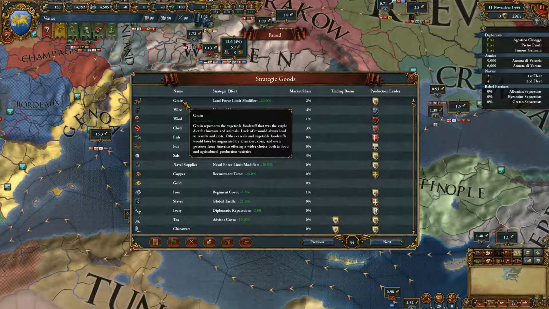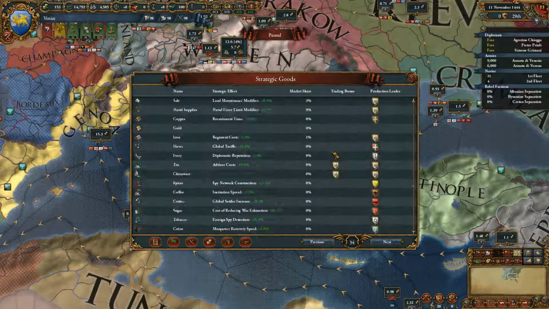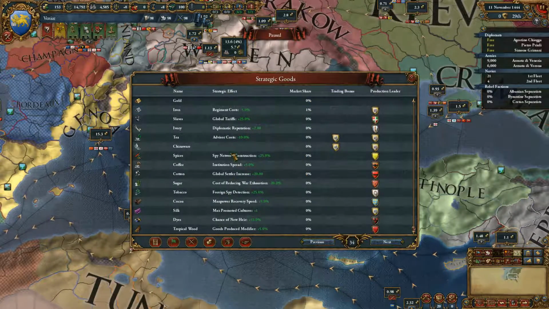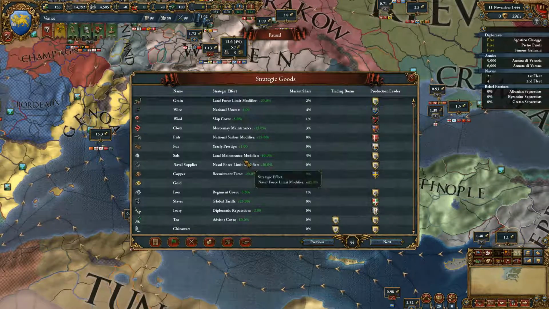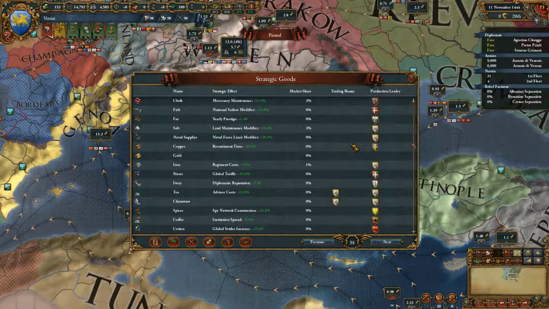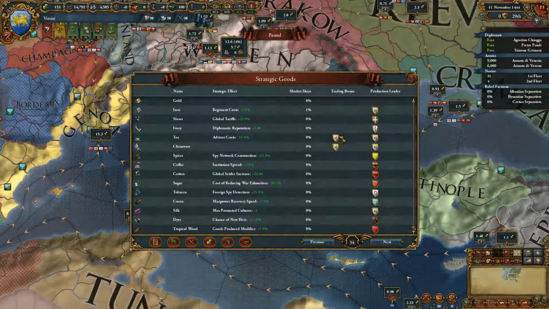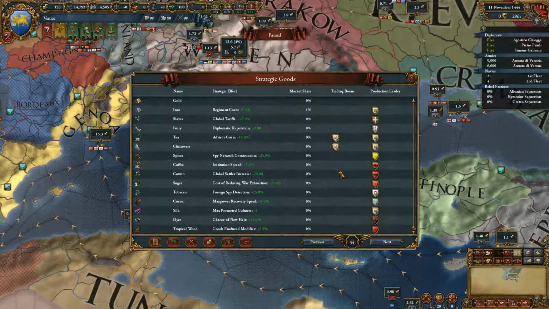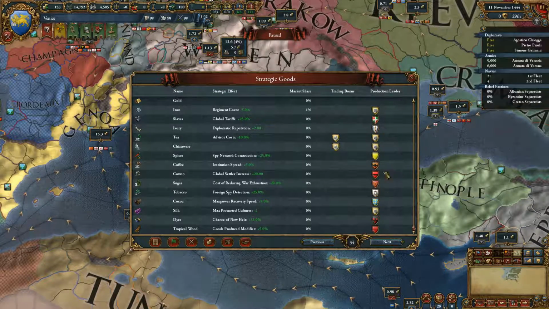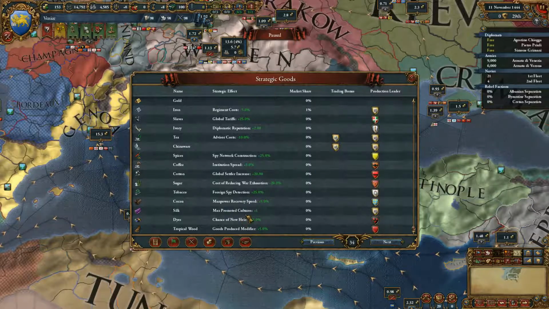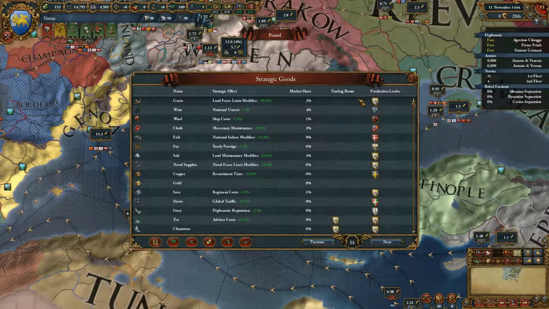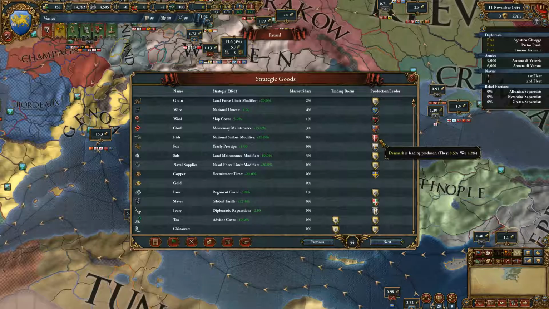If you have an advantage, if you control a certain percent of each item, you'll get one of these modifiers, which, if you have a trading bonus in this area, will be listed here. If these are the people who are producing the most of it, I think it's 20% to get a bonus of this, and production leaders get an additional.